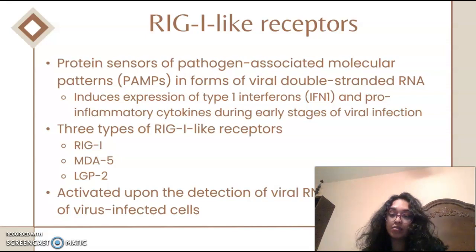RIG-I and melanoma differentiation-associated gene 5, which contain N-terminal caspase recruitment domains, are activated upon the detection of viral RNAs in the cytoplasm of virus-infected cells. And these activated RIG-I-like receptors induce downstream signaling via their interactions with mitochondrial antiviral signaling proteins and activate the production of type 1 and 3 interferons and inflammatory cytokines.